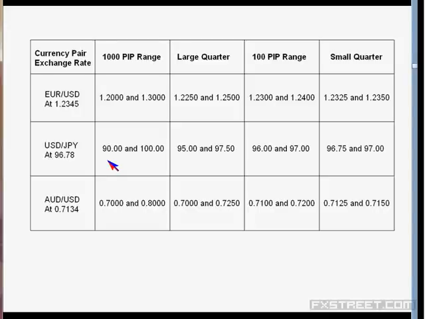The dollar versus the Japanese yen, let's say, 96.78 yen. That will be the 1,000 pip range between 90 and 100 yen. What will be the large quarter of 250 pips? That will be the large quarter between 95 and 97.50 yen. What about the 100 pip range? The whole numbers between 96 and 97 yen. How about zooming in even further to see the smallest quarter? For 96.78 yen, that will be the small quarter between 96.75 and 97 yen.